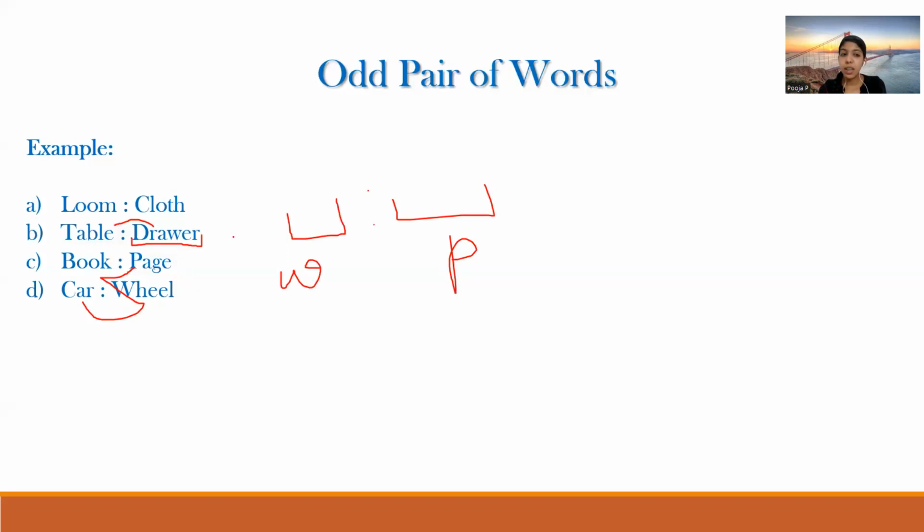Whereas loom and cloth, they don't belong to that. Cloth is not a part of the loom. It is a product that you get after you finish using the loom. So that is how option A is the odd pair of words.